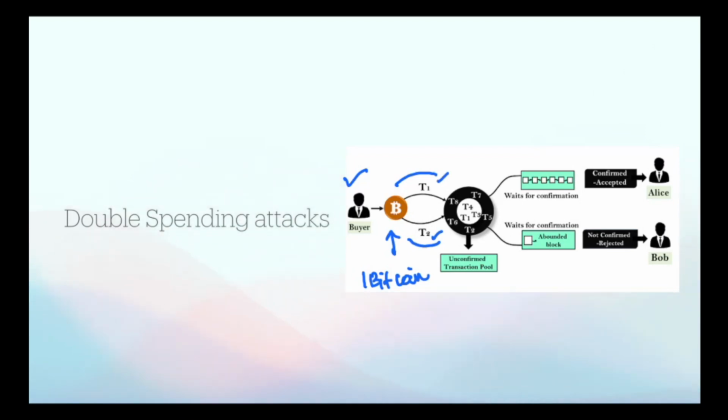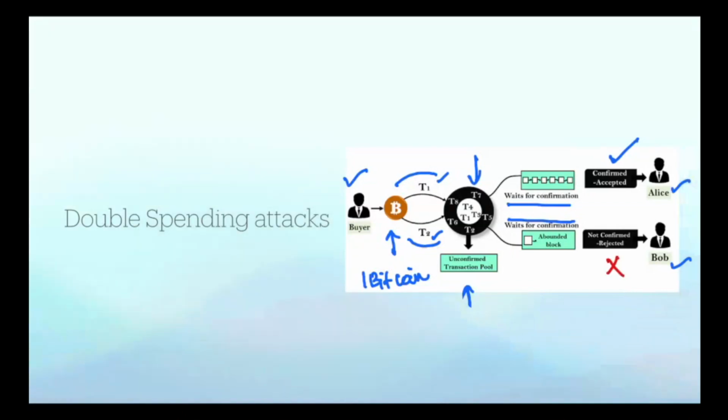Now it is coming to the pool of connections here. In the pool, all the transactions are in the unconfirmed transaction pool. Now in this it is unconfirmed. After that it sends to two people, Alice and Bob. Now what happens is, wait for confirmation here and wait for confirmation here, both places. Now this transaction is accepted, whereas this transaction is rejected.